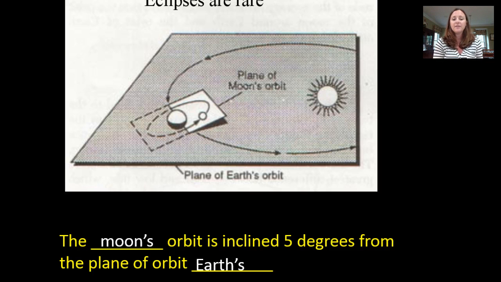So let's make sure we get this information down in our notes. Make sure you've drawn your diagrams.